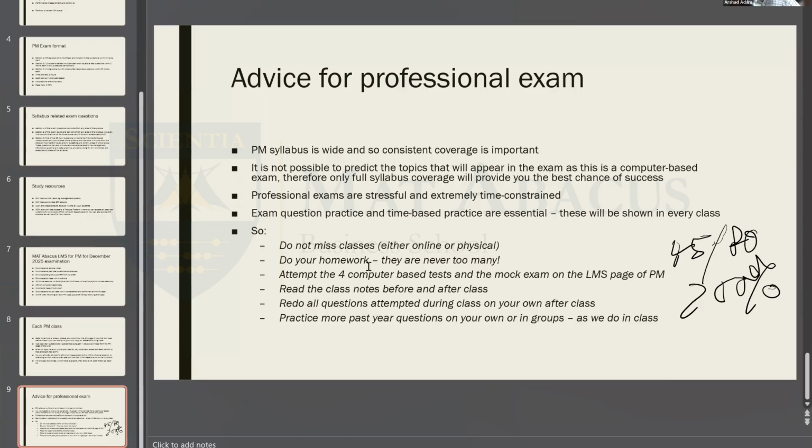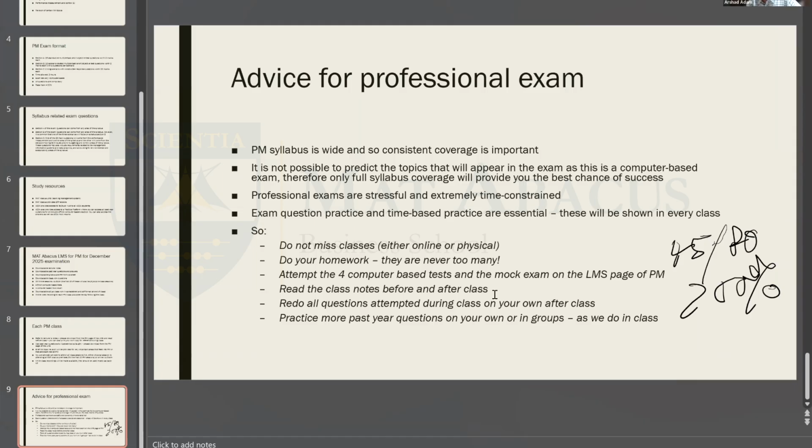On the day of the exam, or on the day you do the test online, on the day you try, you don't know how to do it. So the little bit we ask you to do, please do. Attempt the 4 computer-based tests and the mock exam on the LMS page of Performance Management, the one I've been showing to you. This is our LMS page. Again, you're not doing this for me. You're not doing this for the school. You're doing this for yourself. And again, if you don't get it right, it's fine, because then you learn from it.